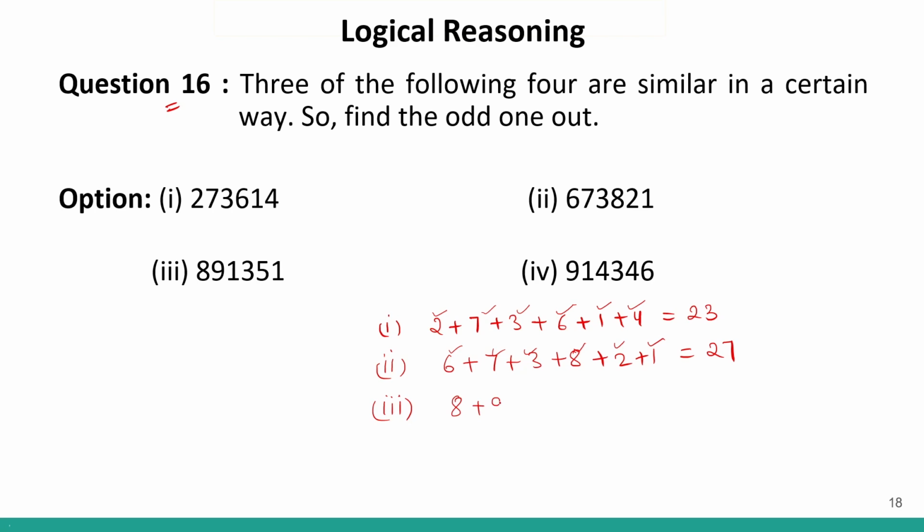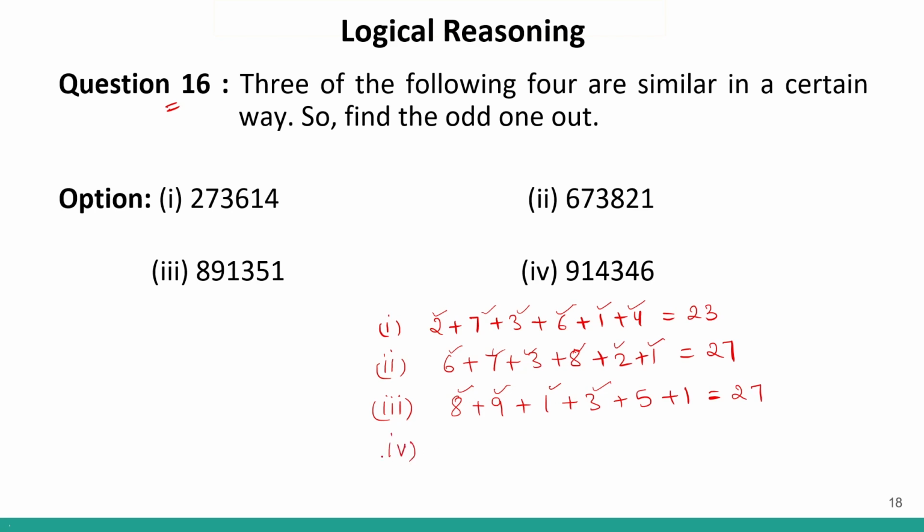Option number 3 is 8 plus 9 plus 1 plus 3 plus 5 plus 1. So 9 plus 1 is 10. Similarly, over here 8 plus 3 is how much? 11. 11 plus 5 is 16. And 16 plus 1 is 17. So the sum over here is also 27.